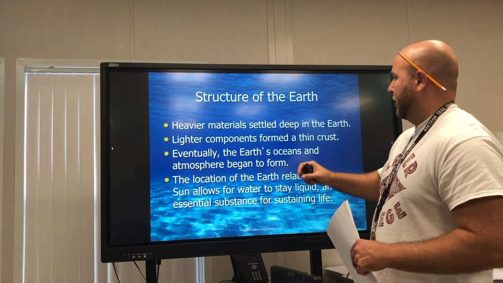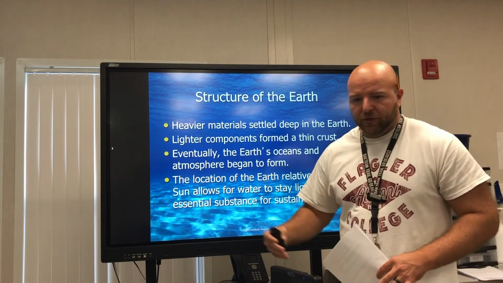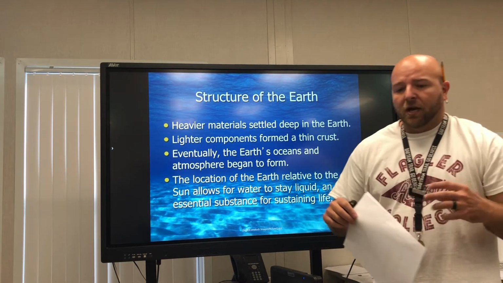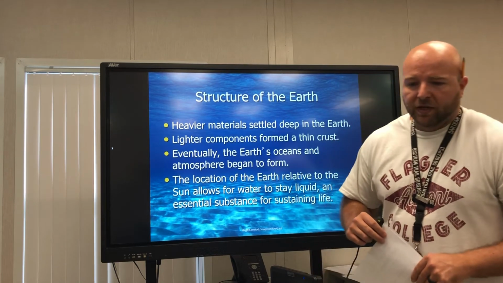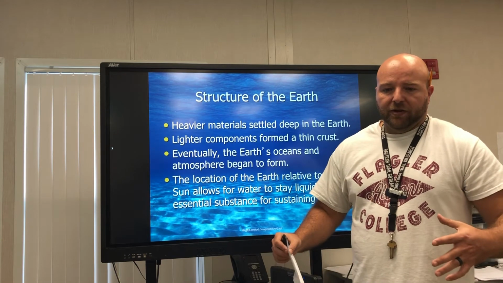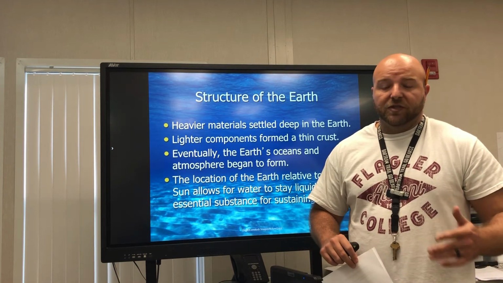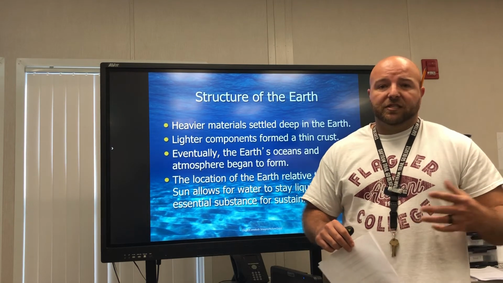The structure of Earth, kind of like I just said, the heavier materials settled deep in the Earth. The lighter components were then pushed out, and they formed a thin crust. Eventually, the Earth's oceans and atmosphere began to form, and the location of the Earth relative to the sun allows for us to have water that stays in its liquid form.